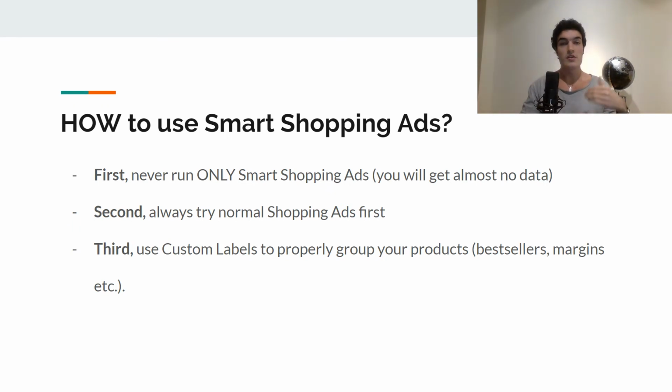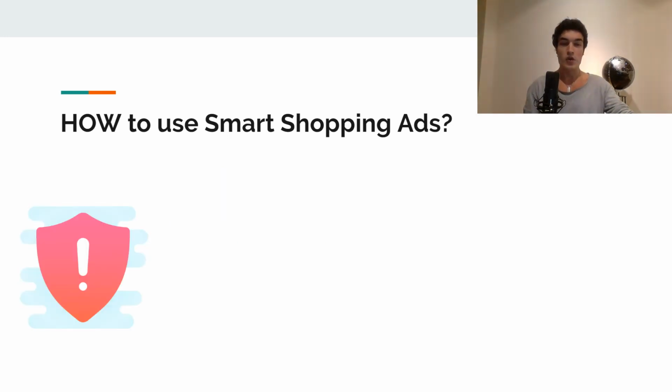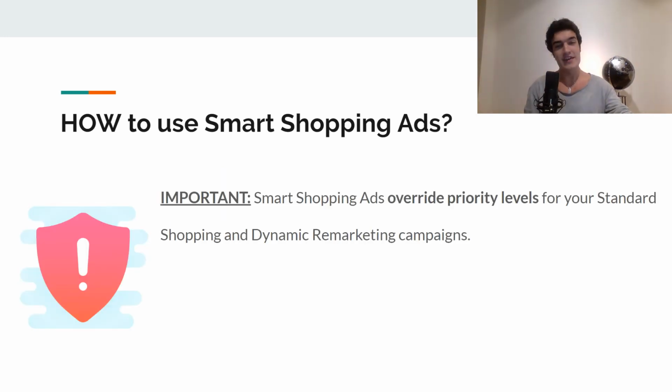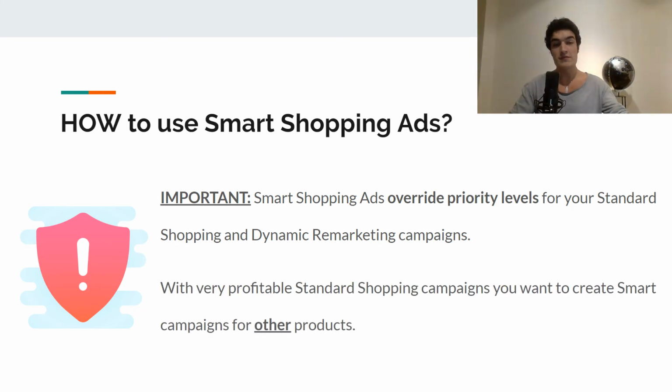If you don't do that, then smart shopping will always override the priority, and it's not really recommended to do it that way. So what's very important here is, as I just said, smart shopping does override priority levels for your standard shopping and dynamic remarketing campaigns, which means that if you run one smart shopping and one normal shopping campaign, and they are the same products, then smart shopping will always get higher priority. So if you have product ABC in smart and product DEF in normal shopping, that's fine.